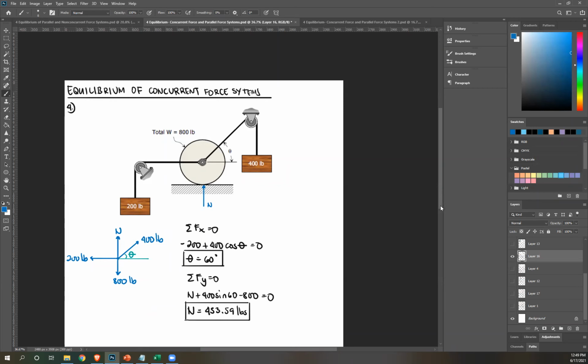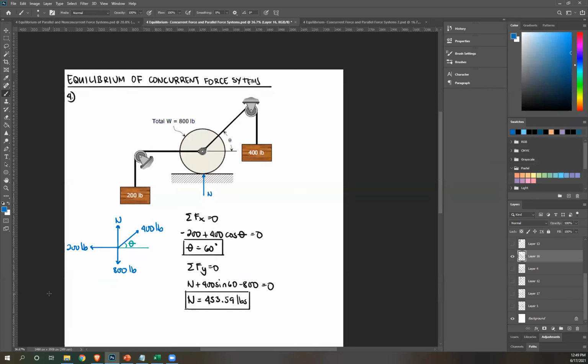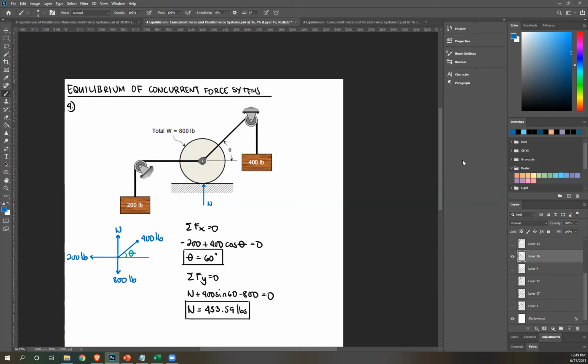Okay. Now you have your free body diagram. You can create your equations to solve for the unknown. If you do summation of forces x, so negative 200 plus 400 cosine theta equals 0, you can solve for theta. And then afterwards, you can use summation of forces y equals 0. So N plus 400 sine theta minus 800 equals 0. Theta is 60. You can solve for N, which is 453.59. Okay. So this is just an application of a system including pulleys.